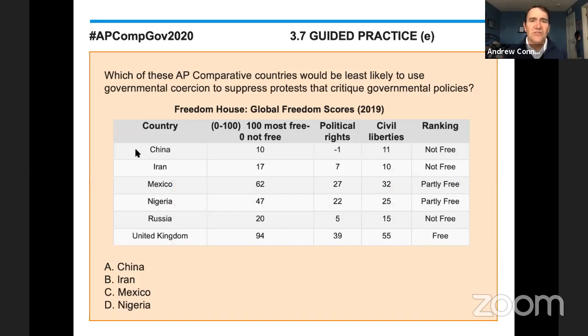And here's that data set we saw from Freedom House. Which of these AP comparative countries would be least likely to use governmental coercion to suppress protests that critique governmental policies? So the use of coercion, the use of some degree of force or regulation, some degree of punishment. Again, coercion could be as slight as a traffic ticket, and it could be as severe as violence or death. So of the ones that are listed here, of the possible choices, Mexico, because of its protection of political rights and civil liberties compared to the others, is the least likely to use government coercion of those listed.